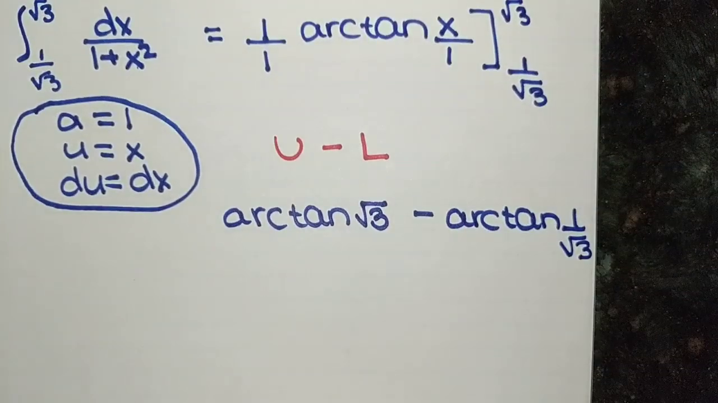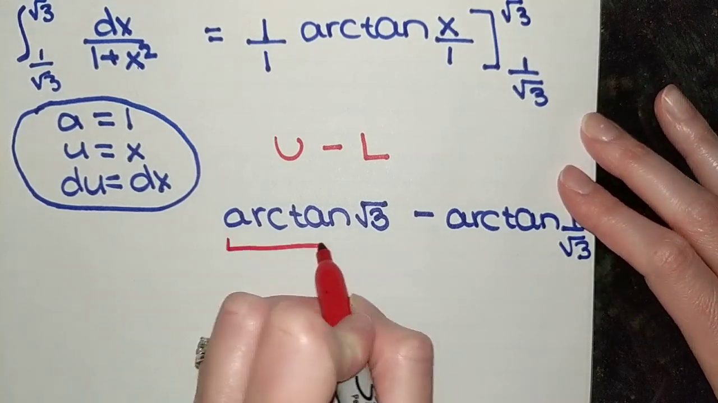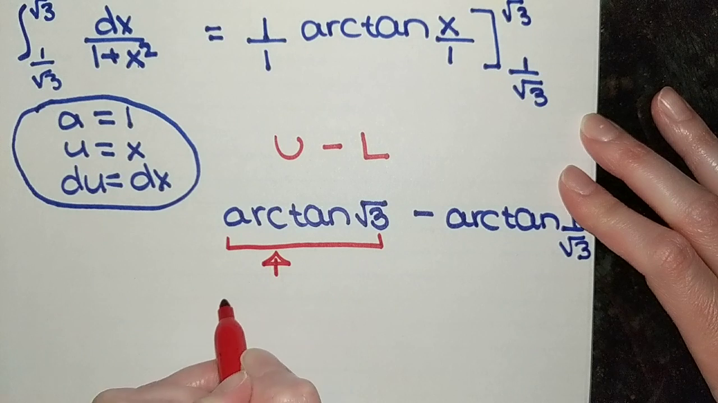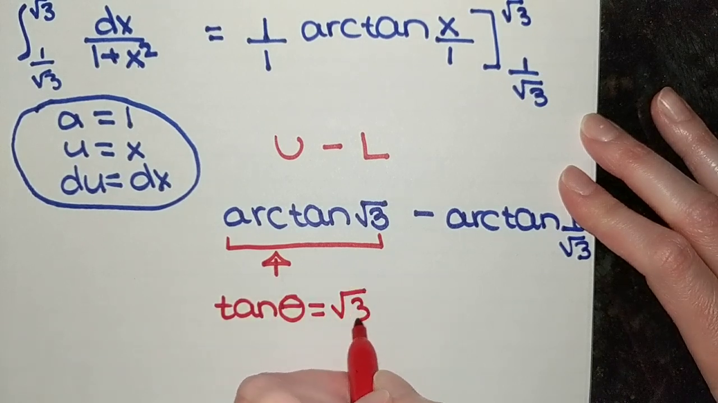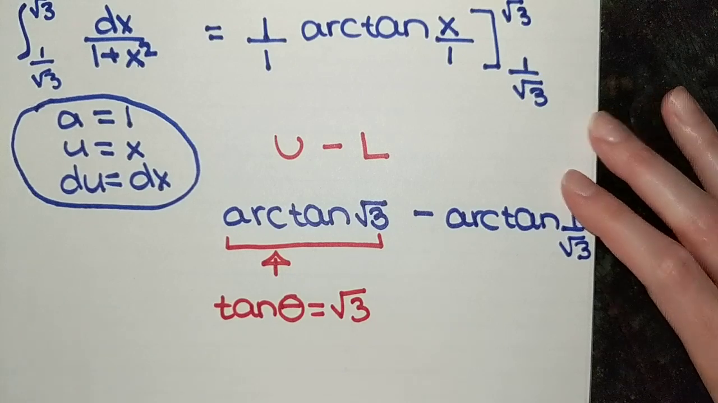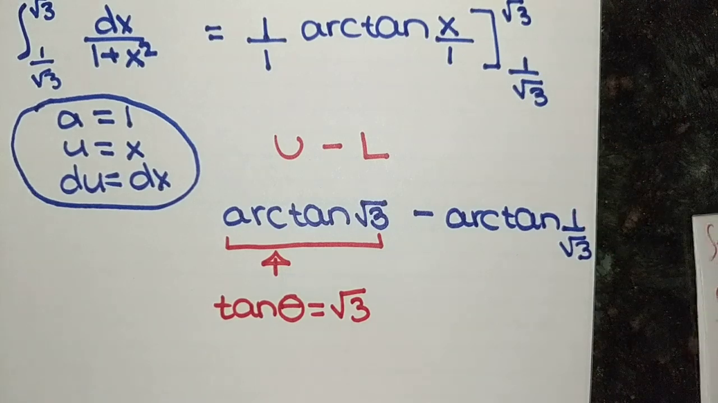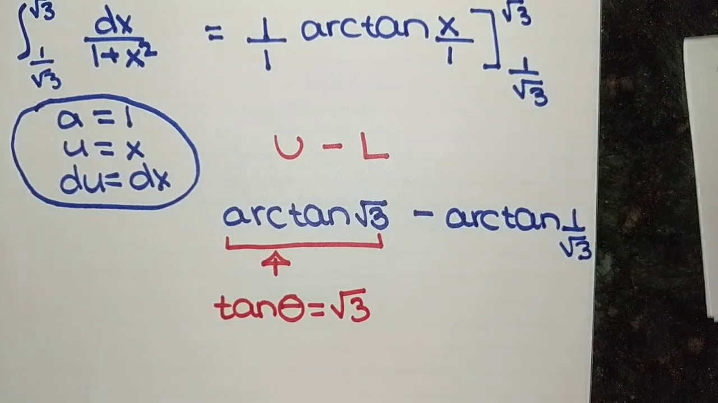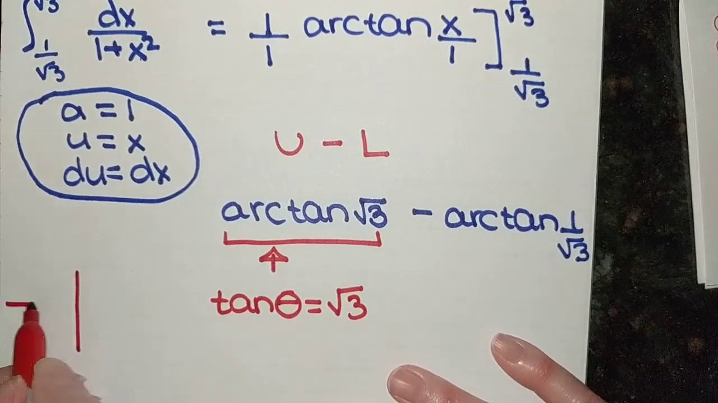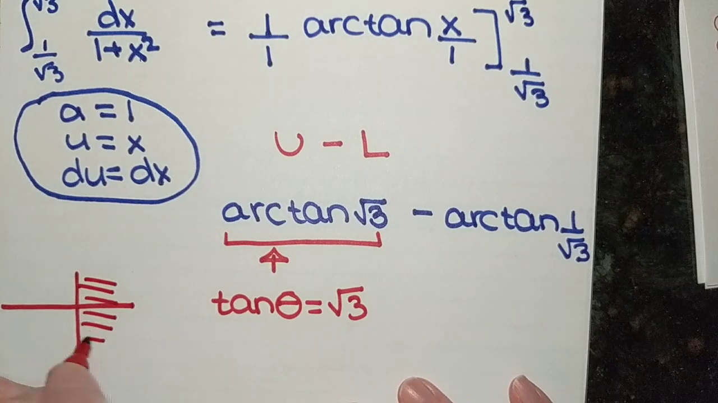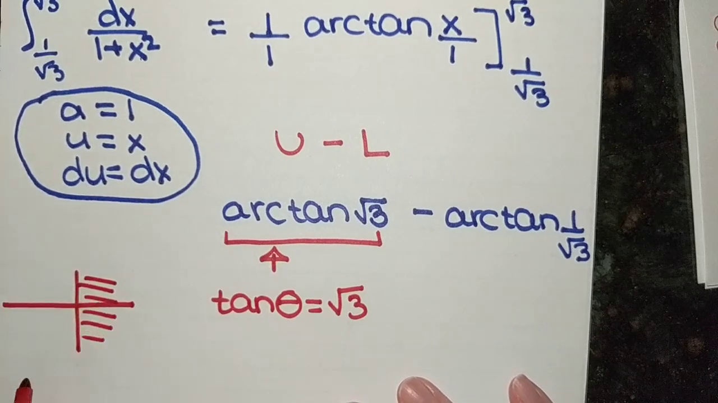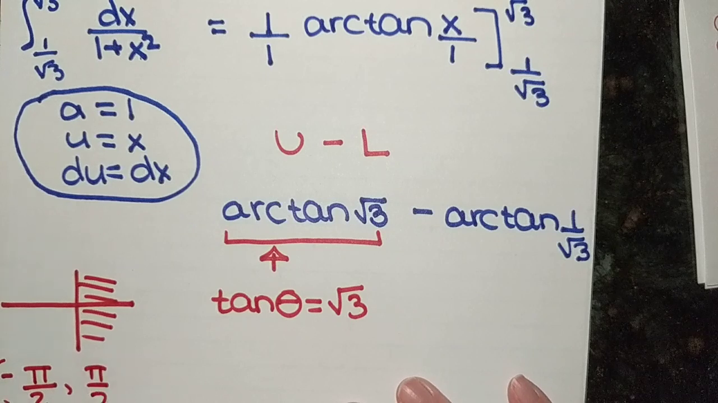Now, remember that with these arc trig functions, what you're trying to do to evaluate this is find an angle where tangent theta is equal to the square root of 3. That's what you're trying to find. And in order for the arc trig function to exist, you can only look in the right-hand side, not including pi over 2. So you have to be somewhere between negative pi over 2 and pi over 2.